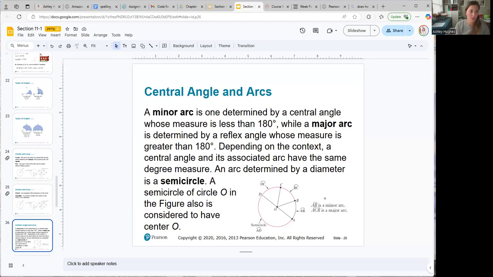Okay, so let's talk about those terms for a minute. This is a minor arc because it's less than 180. 180 would be halfway across. This is also a minor arc, and this is also a minor arc. Those are all minor arcs. AD is the semicircle because it's literally half of the circle. So semicircle means it's exactly half of the circle. But if I make a bigger arc, let me change my color. If I go ACB, so let's see.